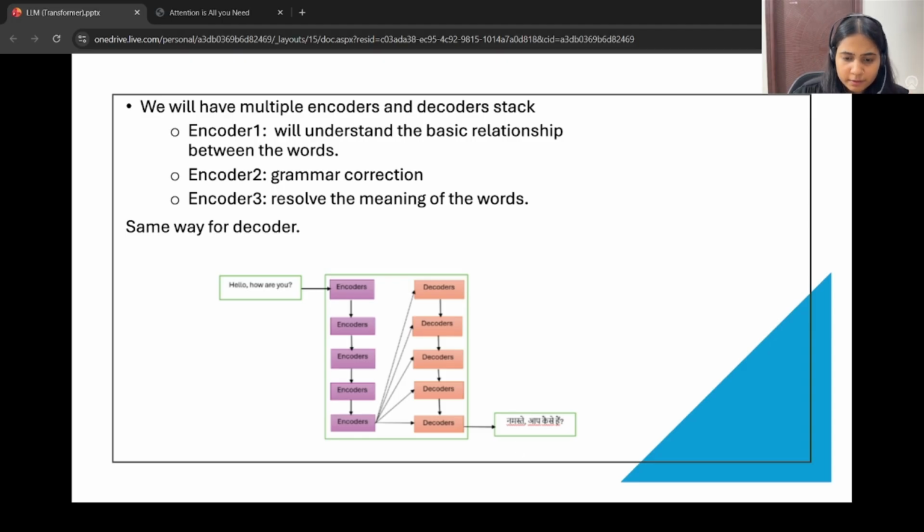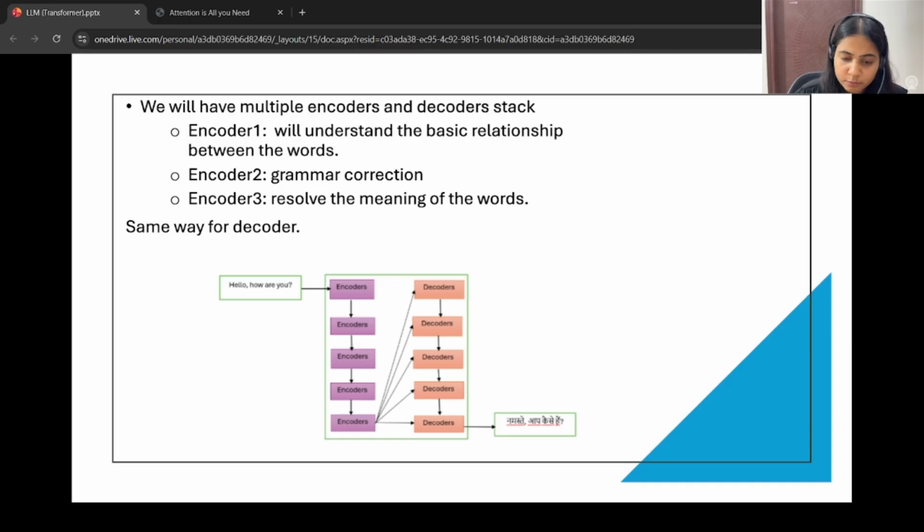Okay, so why do we have multiple encoders and decoders? If encoder 1 gives some output, suppose it's just understanding the basic relationships between the words. If it goes to another encoder, it will correct our grammatical errors. And the third one will understand or resolve the meaning of these words.